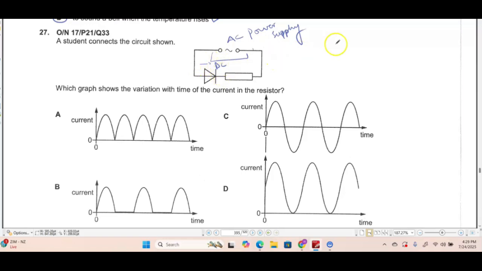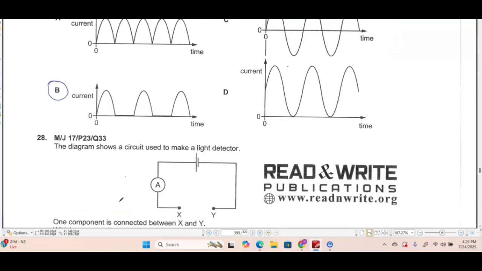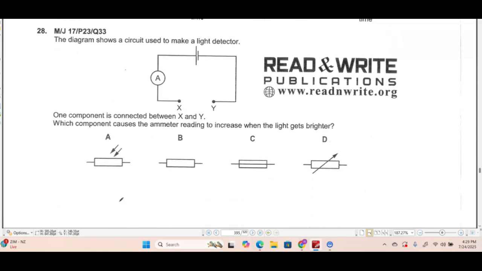For an AC power supply, I've drawn it so many times, the graph for voltage and time is crests and troughs, because it's alternating. But when there is a DC power supply, these crests and troughs are not formed, just crests are formed. So B is going to be our correct option. This doesn't happen, this doesn't happen, and this doesn't happen as well. So the correct answer for 27 is going to be B. We've done this question so many times.